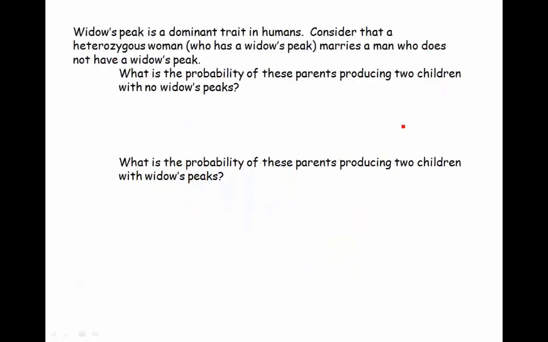If we look at a couple of human traits here, widow's peak is a dominant trait in humans. So that means that having a widow's peak is dominant, not having a widow's peak would be recessive. So we want to assign a letter here to use. I'll just pick A for simplicity. And we're going to have 2 versions of A. We've got capital and we've got lowercase. Capital A is going to be having a widow's peak, and that's because we're told that widow's peak is dominant, and no widow's peak is going to be our lowercase a.